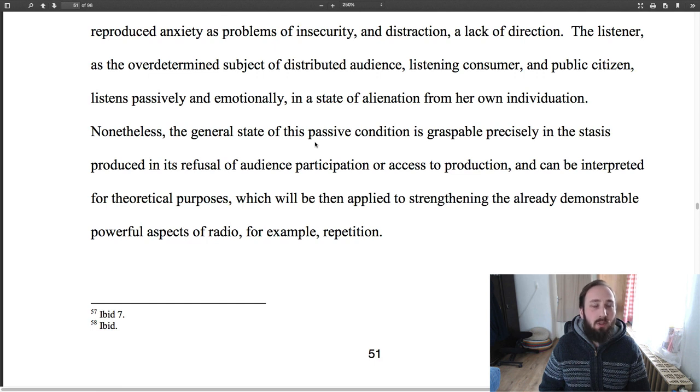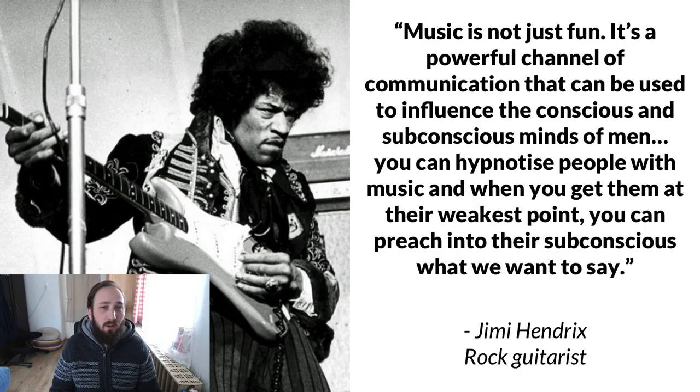Remember the quote from Jimi Hendrix? Music is not just fun, it's a powerful channel of communication that can be used to influence the conscious and subconscious minds of man. You can hypnotize people with music, and when you get them at their weakest point, which means when they are passive, you can preach into their subconscious what we want to say. That's what they are talking about.